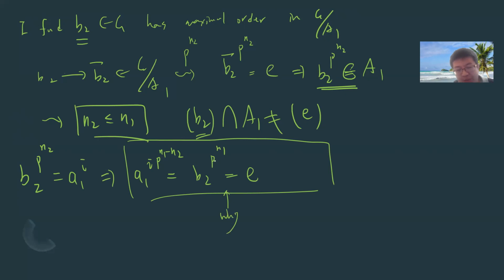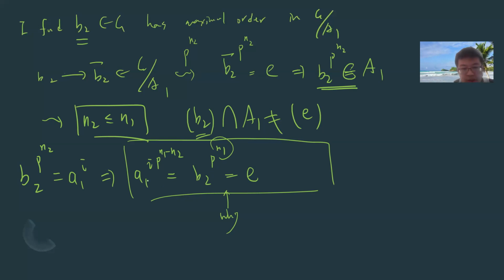Because p^n1 is the largest prime power, the largest order of any element in G. So if b2^(p^n1) is not identity, then in the first step I would not have chosen n1. So b2^(p^n1) must be identity because n1 is the maximum order. Yeah, so it becomes identity.